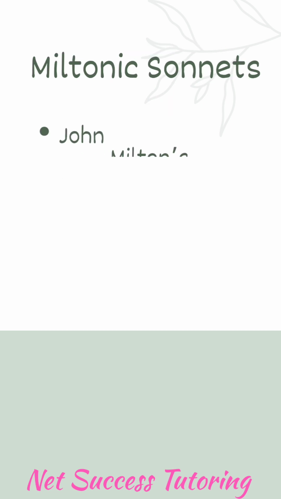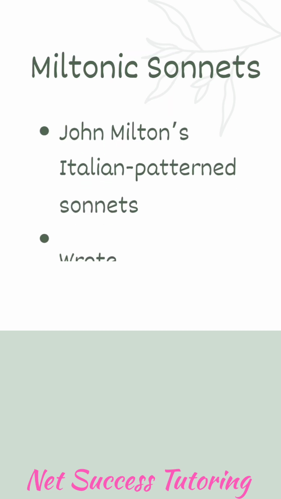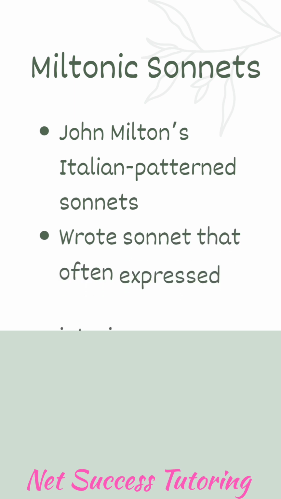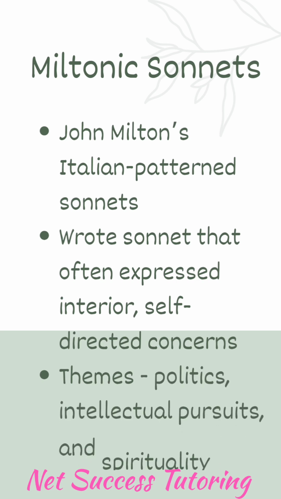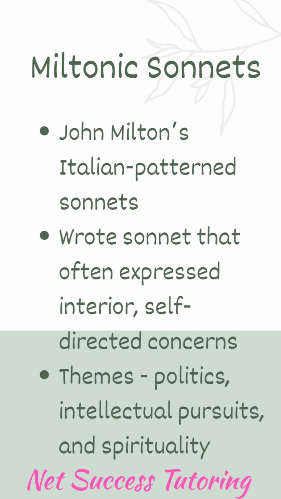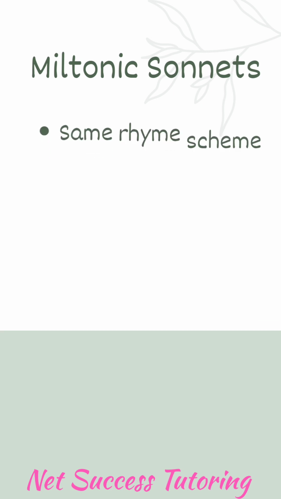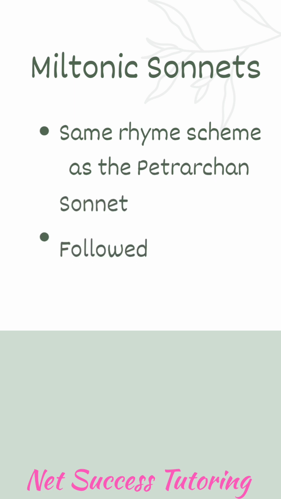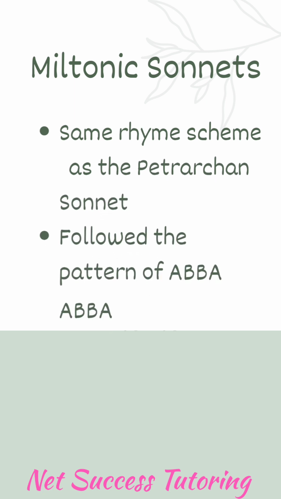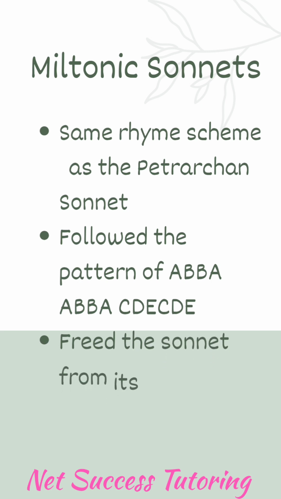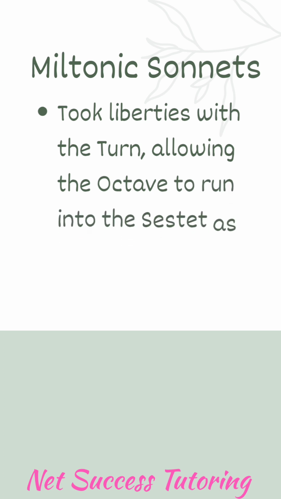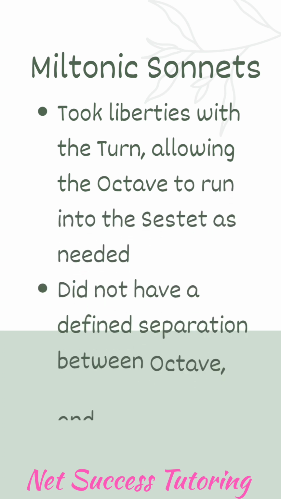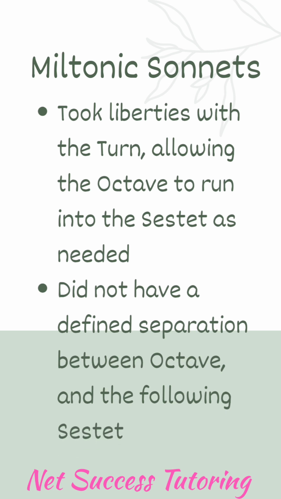Now let's have a look into Miltonic sonnets. John Milton wrote Italian-patterned sonnets that often expressed interior, self-directed concerns. The themes are politics, intellectual pursuits, and spirituality. He used the same rhyme scheme as the Petrarchan sonnet, following the pattern of ABBA, ABBA, CDE, CDE, and he freed the sonnet from its typical style. He took liberties with the turn, allowing the octave to run into the sestet as needed, with no defined separation between the octave and the following sestet.